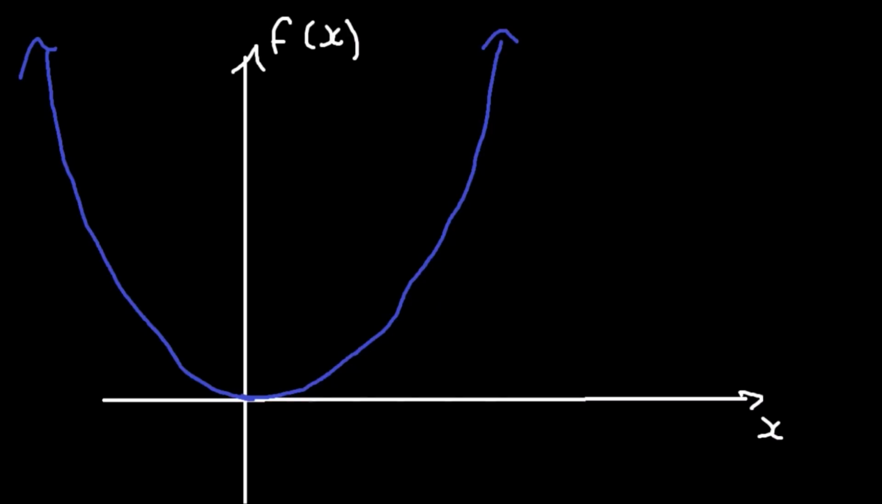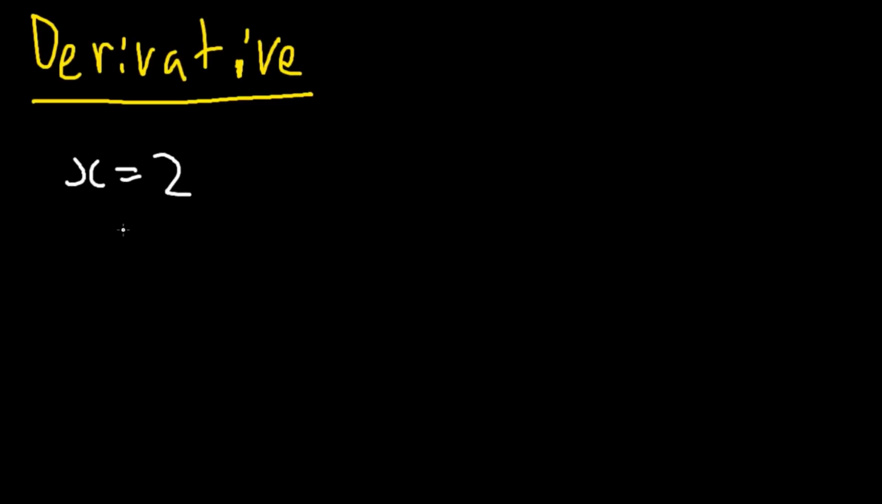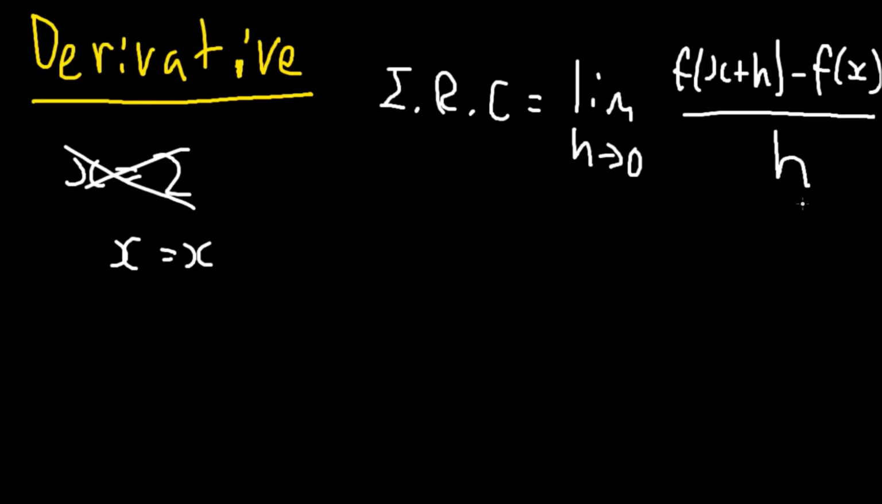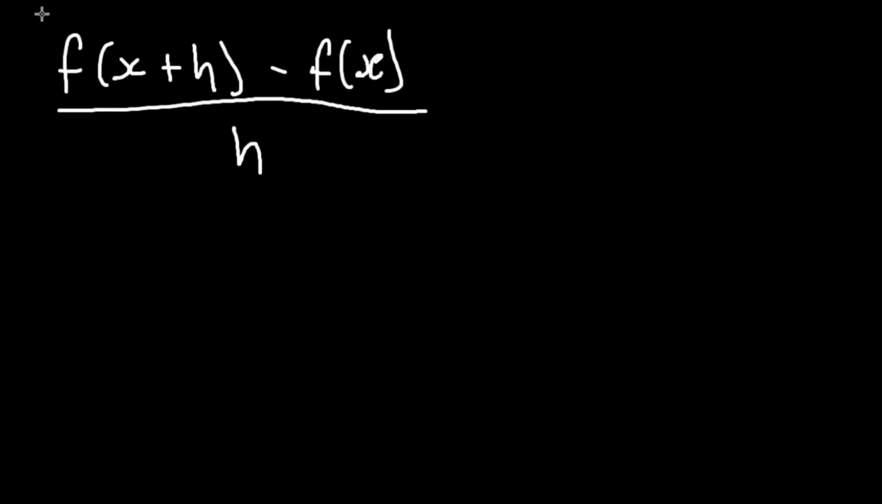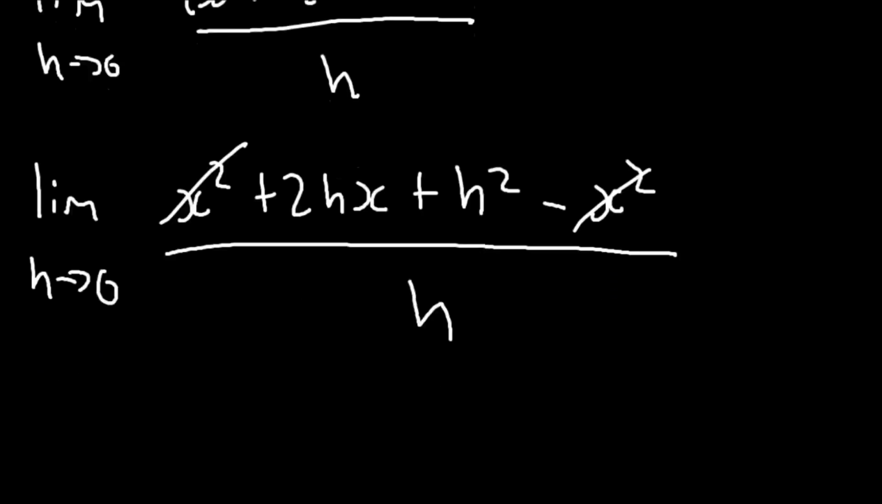Now, finding it at one point is nice, but what about finding it at all points? Here comes the derivative. Instead of saying x equals 2, why not just plug x into the formula? If we did, we'd do all the same algebra, but instead it would cancel out to 2x as opposed to just 4.